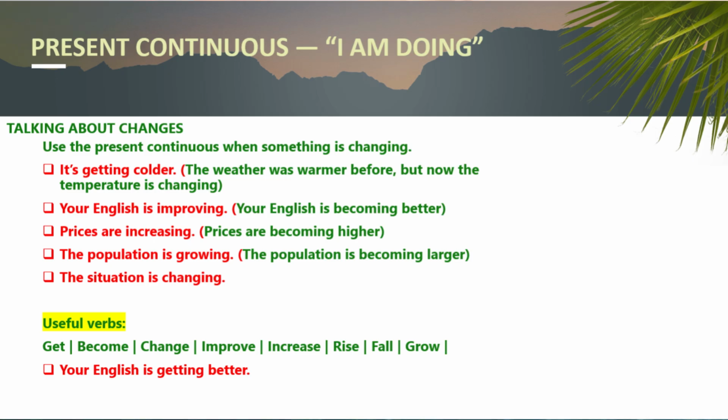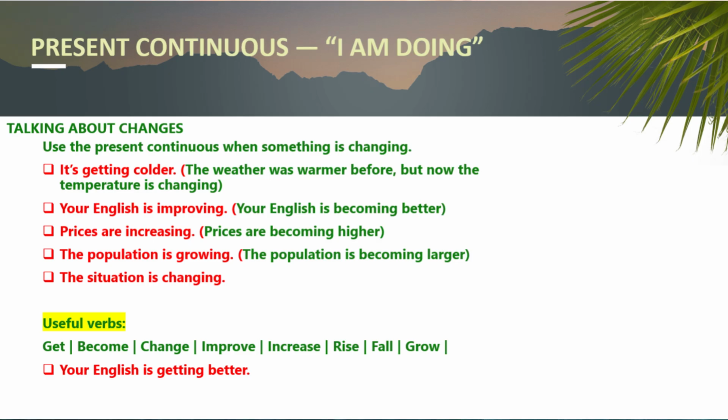We can say, prices are increasing. Prices are becoming higher. We can say, the population is growing. The population is becoming larger. Some very useful verbs for talking about change are get, become, change, improve, increase, rise, fall, and grow.